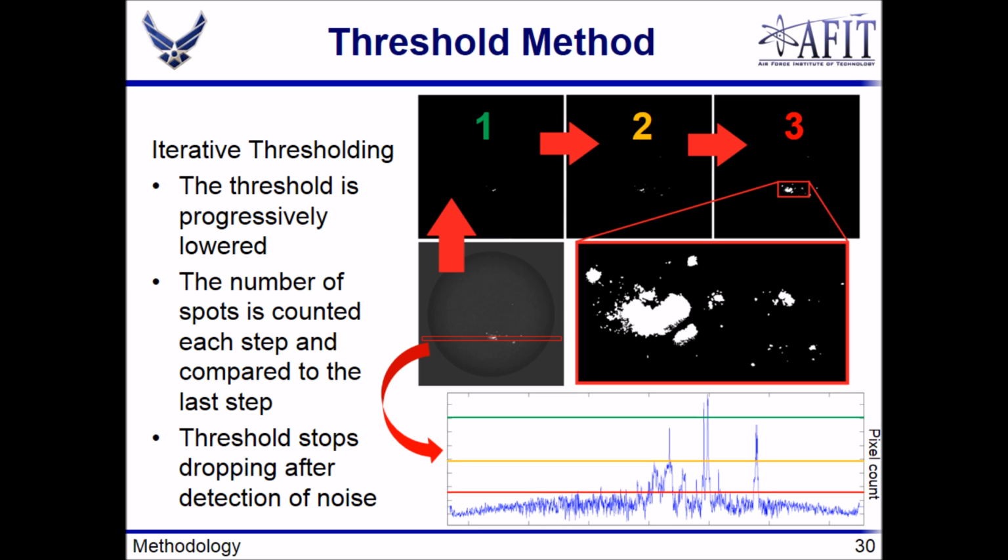So what I do is I lower the threshold step from 1 to 3 at the top here. As we lower the threshold, green, yellow, red, the pixels associated with the sunspots start to get turned on. Any pixel that has an intensity level above the line is flagged as part of the sunspot group, and anything that has an intensity below it is not part of the sunspot. After we start detecting a lot of spots, that means we're into a noise level, and so we stop the threshold at that point.